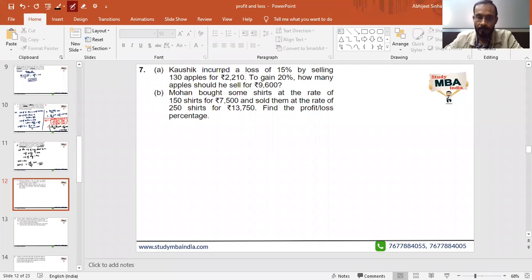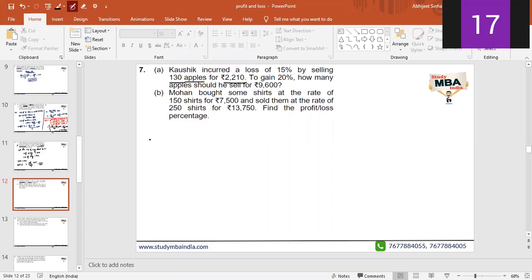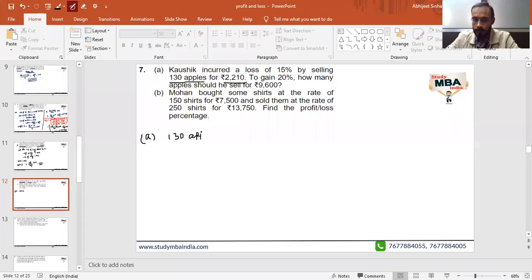The next question says: Cosic incurred a loss of 15% by selling 130 apples for ₹2210. That means the 2210 given here is for how many apples? For 130 apples, and that is the selling price, right? Yes, sir. So you have 130 apples, their selling price is given as 2210, and it says there is a loss of 15%. Now can you tell me what will be the cost price of these 130 apples?